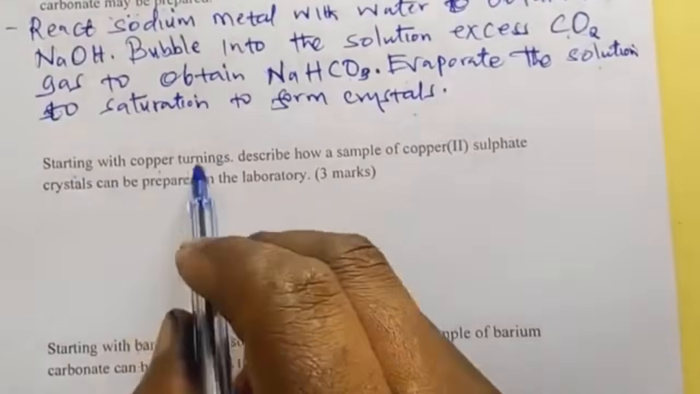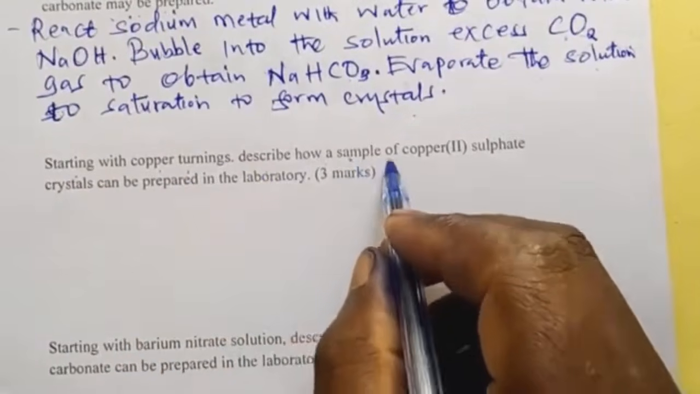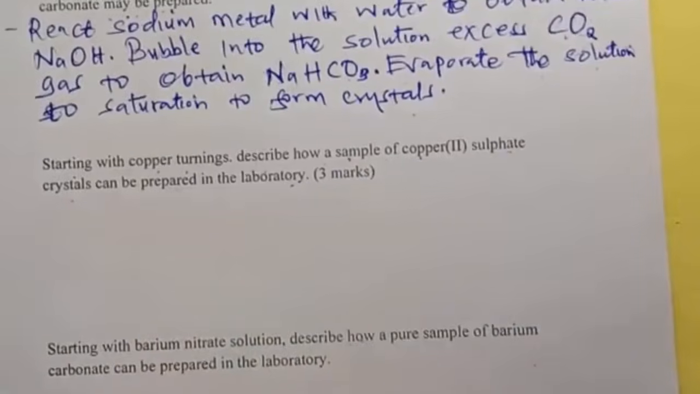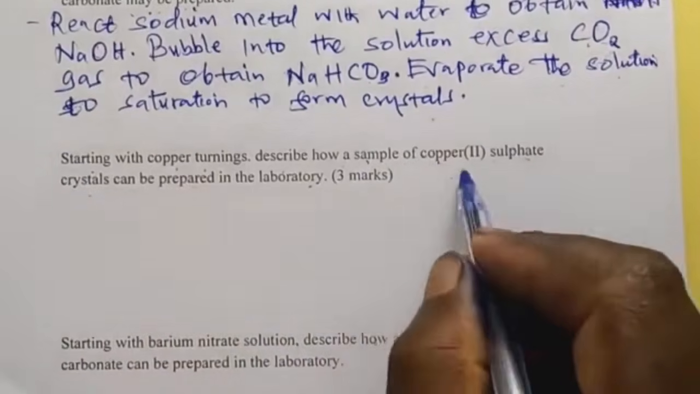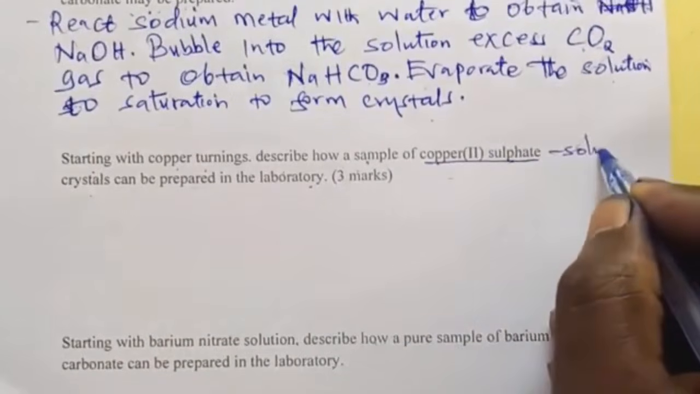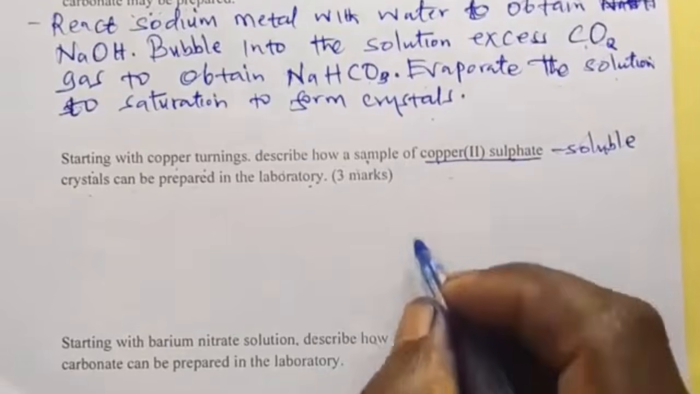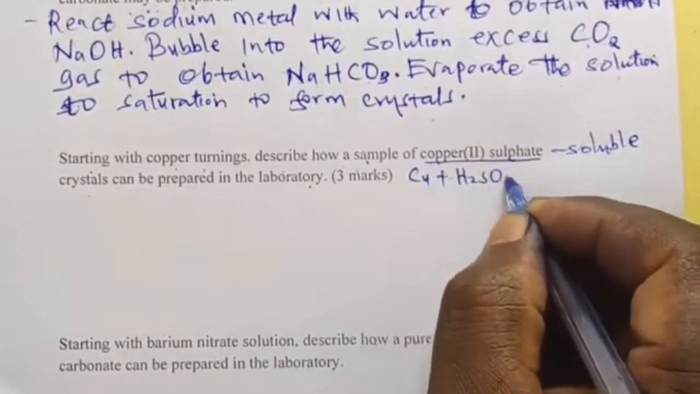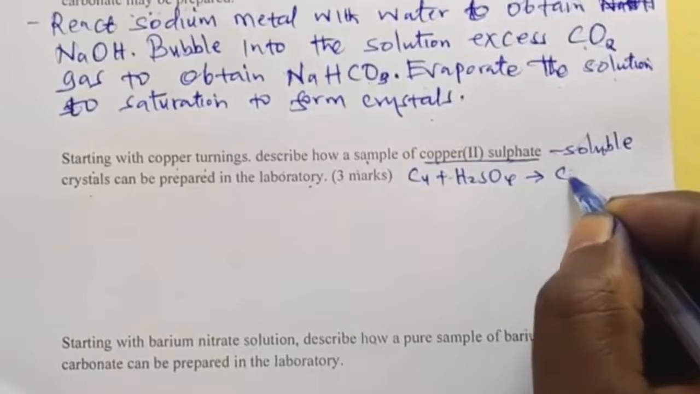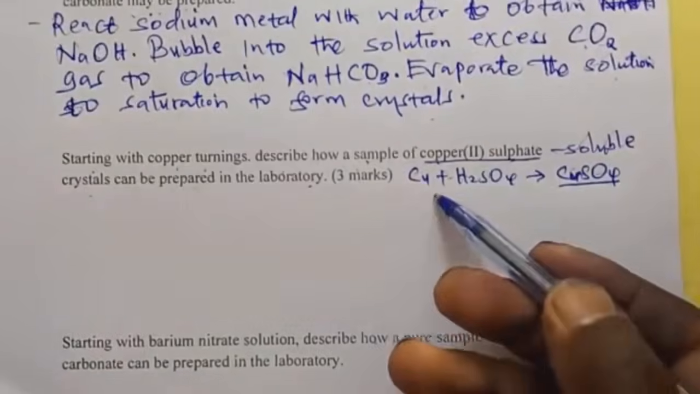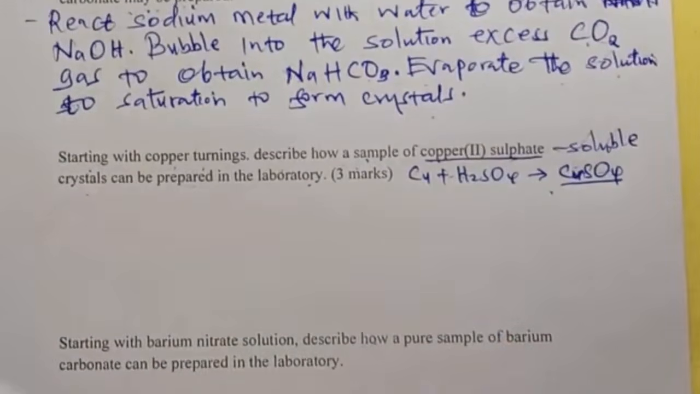Starting with the copper turnings, describe how a sample of copper 2 sulfate crystals can be prepared. First, we ask ourselves, is copper 2 sulfate soluble or insoluble? Copper 2 sulfate is a soluble salt. The question is, why can't we react copper plus sulfuric acid to get us copper 2 sulfate? Why can't we do this?